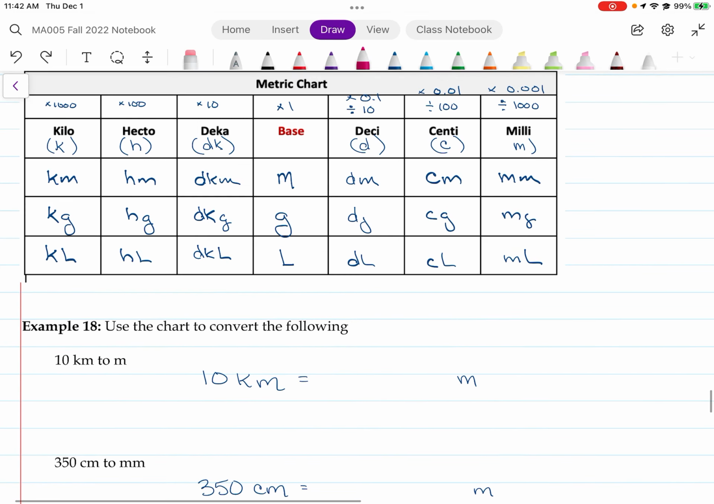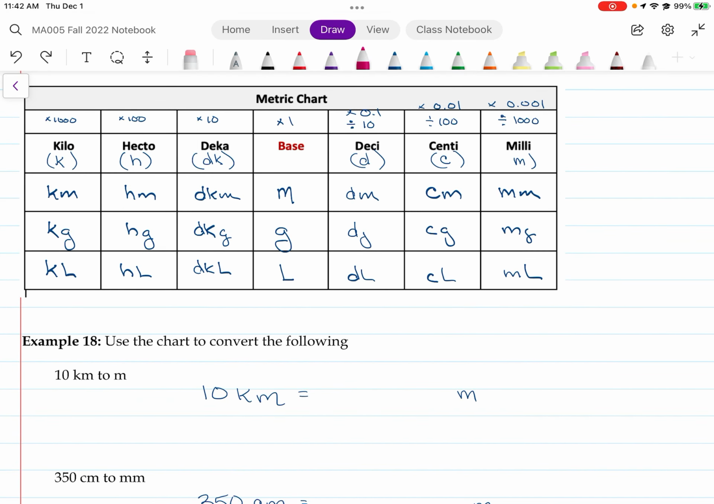All right, so let's do this. Kilometers to meters. So kilometers is here, and meters is here. That means we're going to have to go 1, 2, 3 to the right. So I've got my 10, and I'm going to take my decimal point 1, 2, 3 to the right. That means 10 kilometers is 10,000 meters. 10 kilometers equals 10,000 meters.